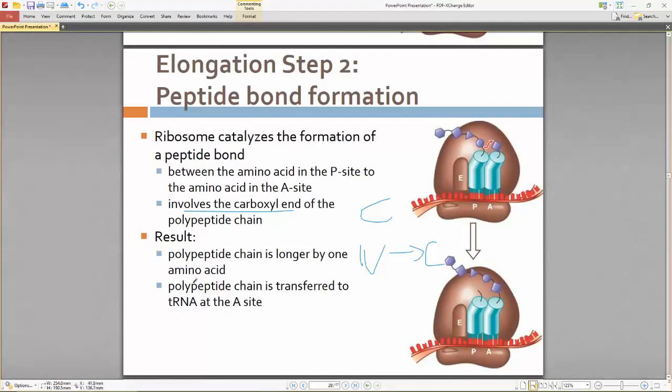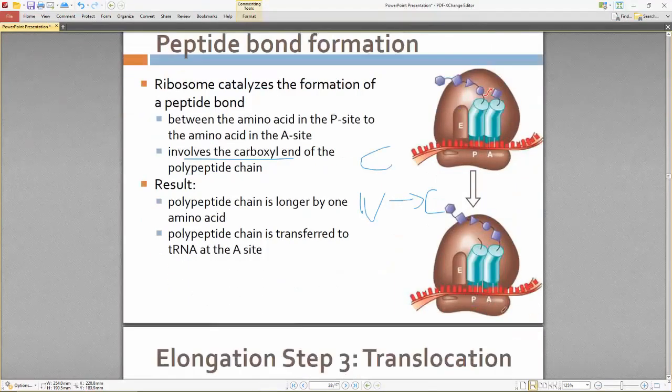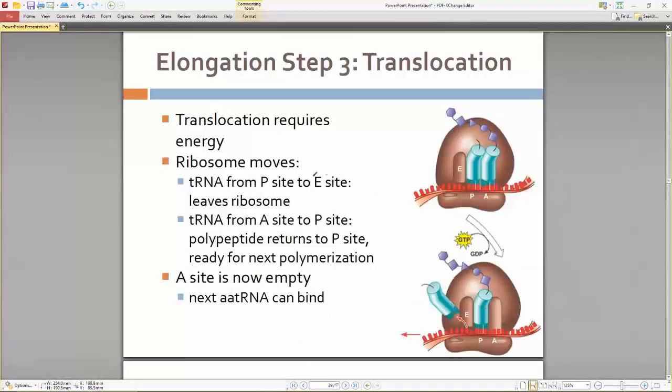So what is the result? The polypeptide chain after this step is longer by one amino acid, and the polypeptide chain has been transferred to the tRNA at the A site. And afterwards, the ribosome moves, and like I said earlier, P site to E site, A site to P site, and now this one is ready for the next aminoacyl tRNA to come in, and this one can leave.